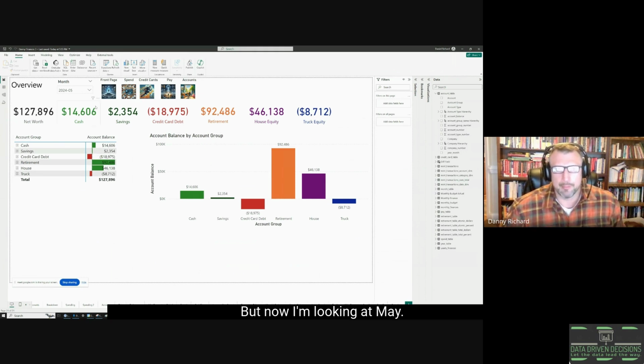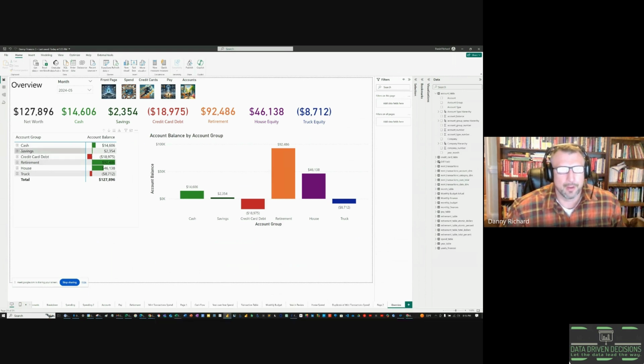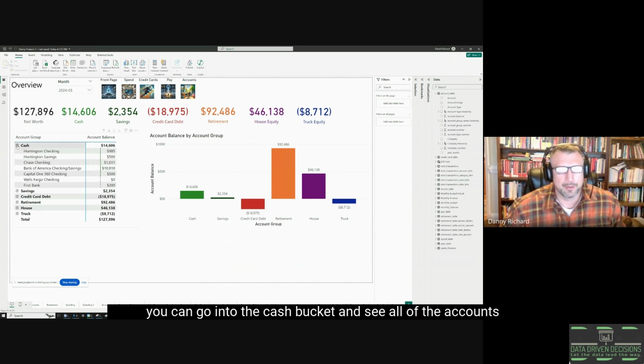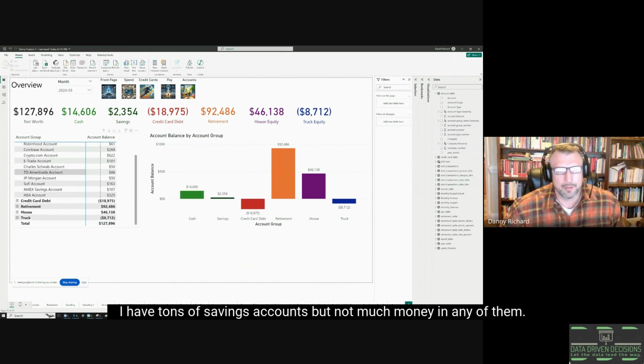But now I'm looking at May, so I got the truck equity, which is negative 8,000. I just bought it, and I definitely bought it for way more than what it was worth. But you can go into the cash bucket and see all of the accounts. And then here's the balance of such accounts. That's a nice matrix to look at. Here's all my savings. I have tons of savings accounts, but not much money in any of them.